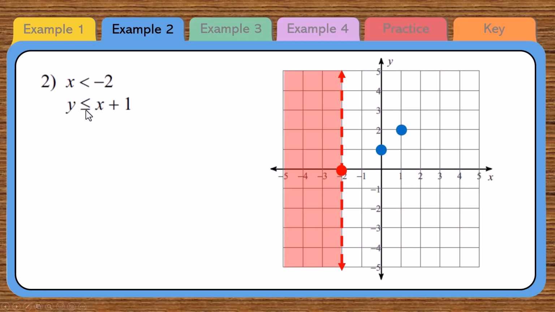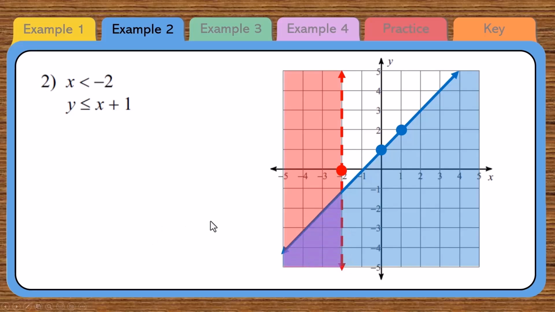This line is not dashed. It's solid because it's less than or equal to. Graph that line, solid. Now, we have to shade it. We don't have an answer until we see where the shading overlaps, and this is y less than. Here's my y-intercept. I go smaller than that, so it's this side. This little purple region down here in the corner is our answer, and this would be what your teacher would expect to see for a correct solution.